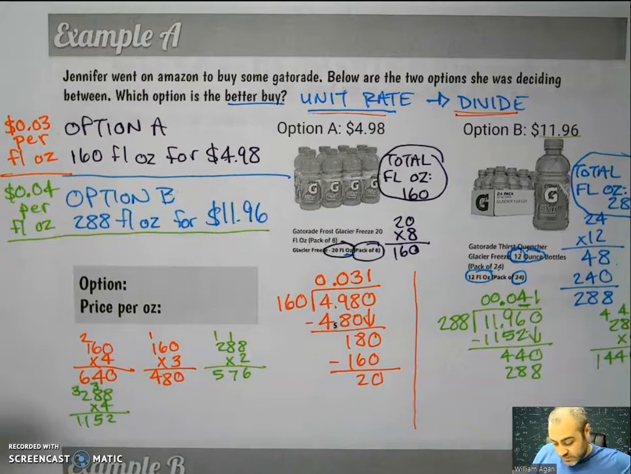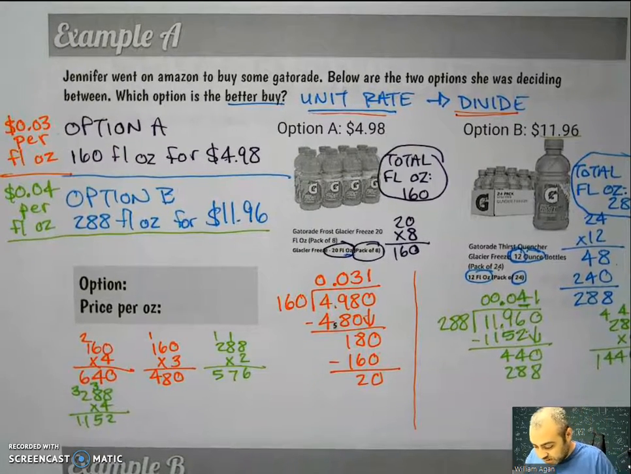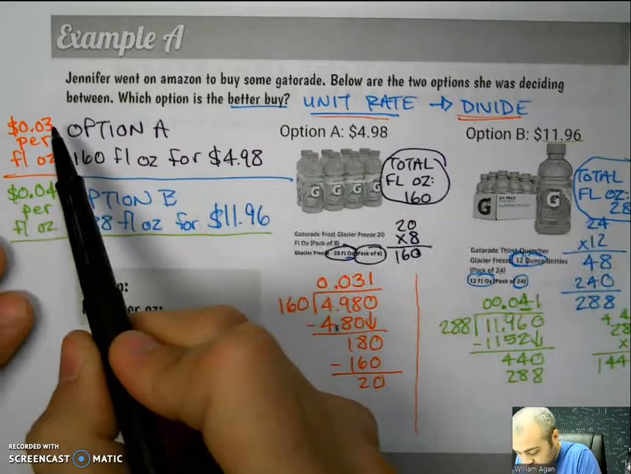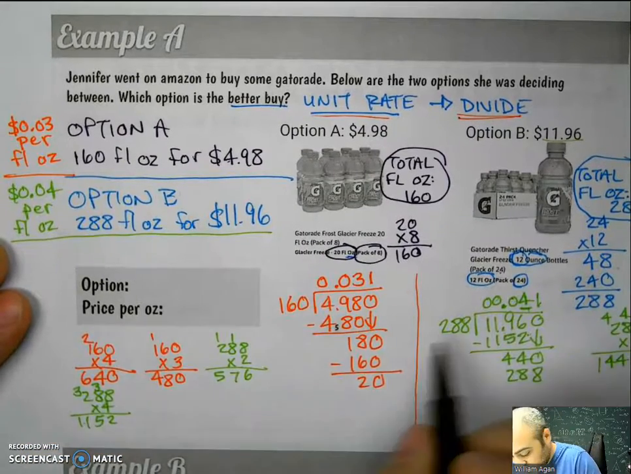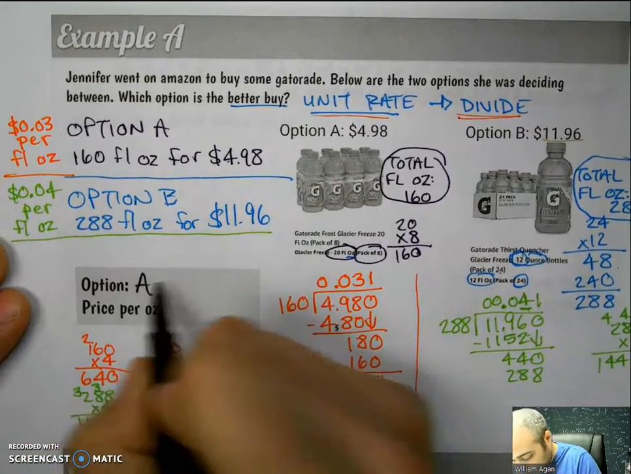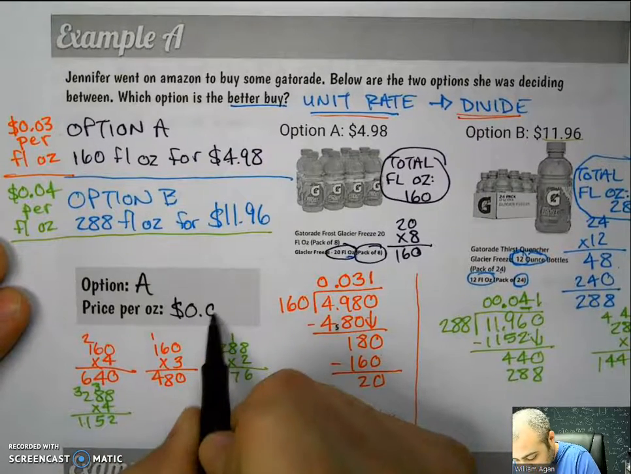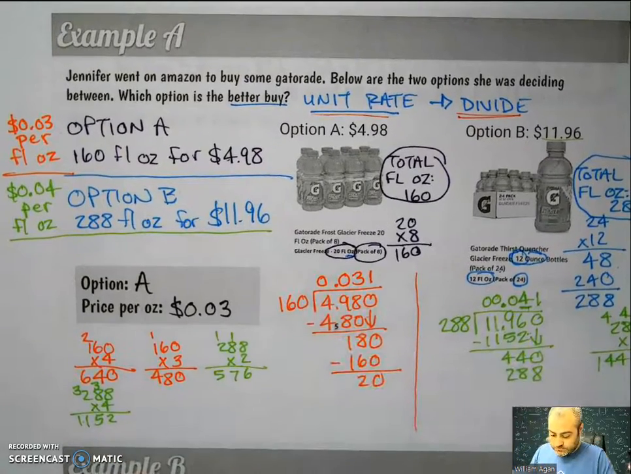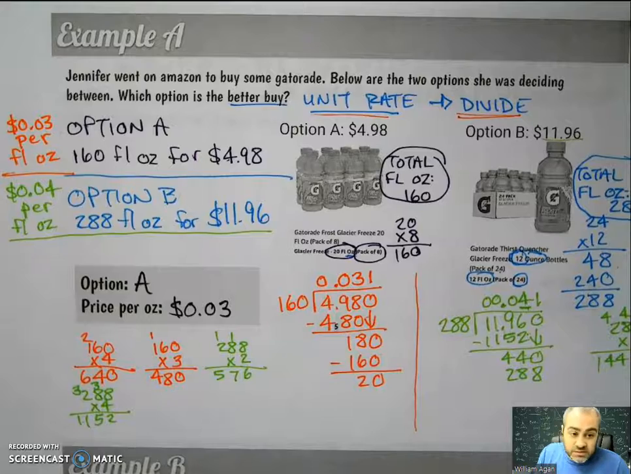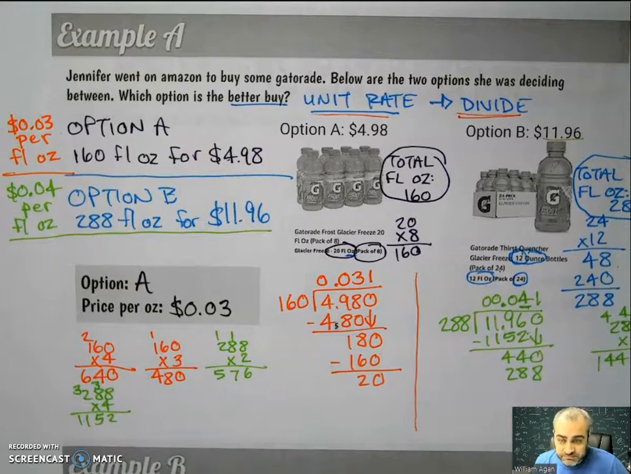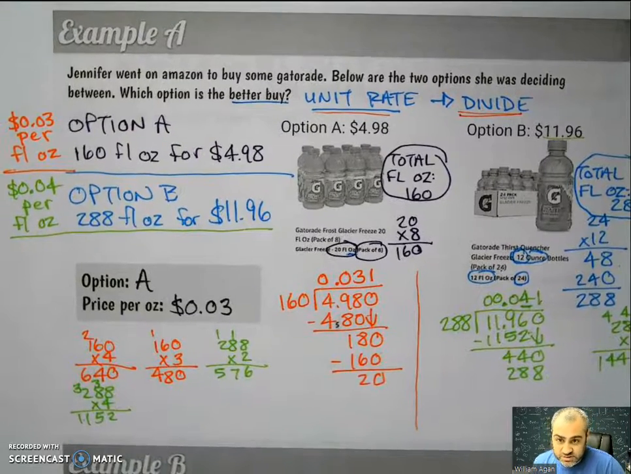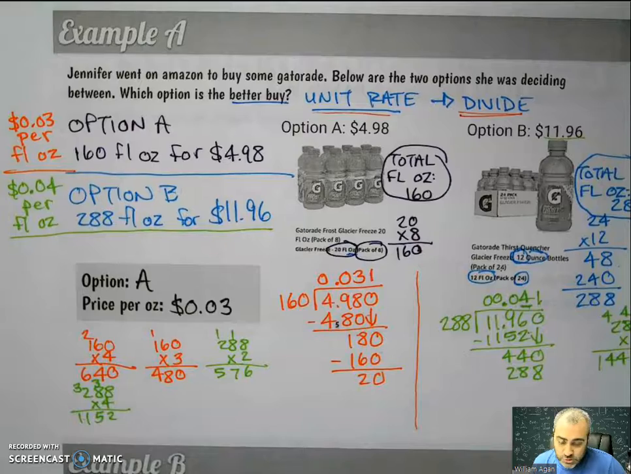And finally, I know my answer. Which one is the better buy? Well, option A costs less per ounce. So option A. And what is that price per ounce? It's 3 cents. So, yeah, those are a lot of work, but you're going to be expected to do those kinds of problems. They show up a lot.